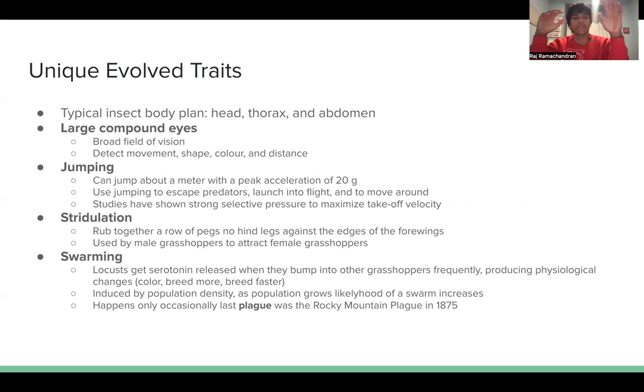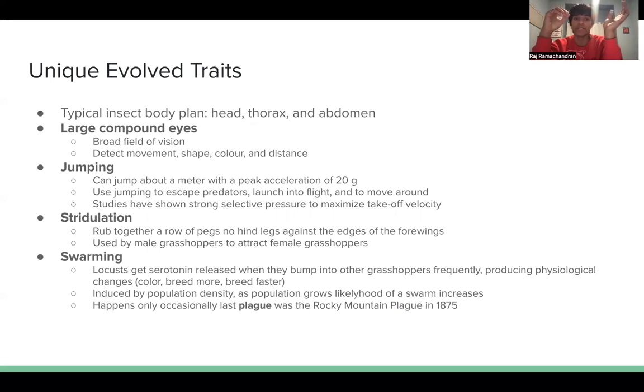They have really large compound eyes, actually, if you look at them up close, for a very broad field of vision. So they're pretty good eyes as far as insects go. They actually have 3 other small little eyes on the top of their head, but those are just for light intensity. They're not actually visual. So, 2 main large compound eyes.